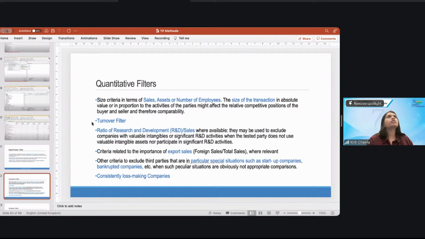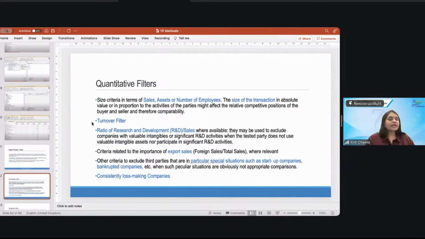This is also part of the comparability factors that we were discussing. If you guys remember, we were discussing this comparability factor which was called business strategies. So that basically means that you wouldn't want to compare a startup company with a well-established company. How will you do that? Well, you can apply a filter, which is the turnover filter, and that will give you those kind of companies.